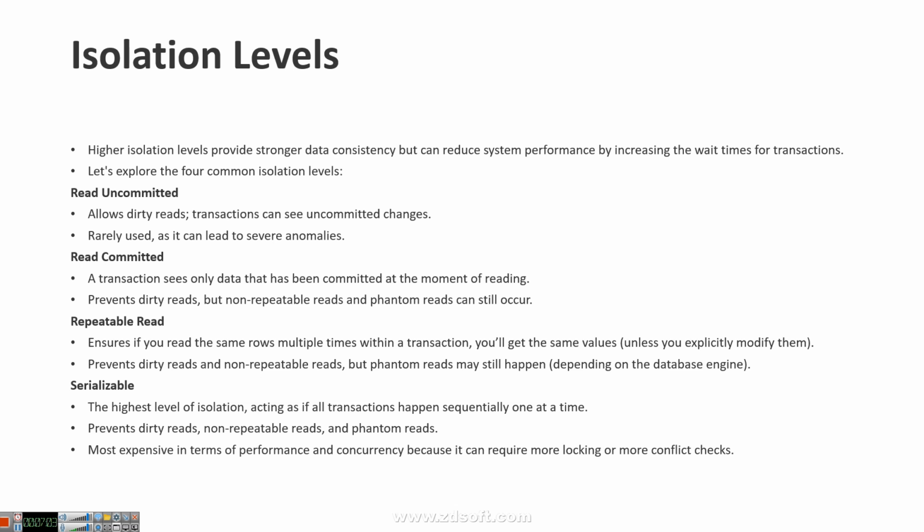Consider the transaction A reads balance of 10,000. Then transaction B deducts 5,000 and commits. Then again transaction A will read and will see the value as 5,000. So it will restrict the dirty reads. Third one is repeatable read. It prevents dirty reads as well as non-repeatable reads, but phantom reads may occur.